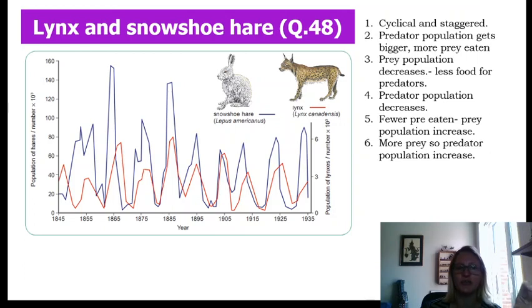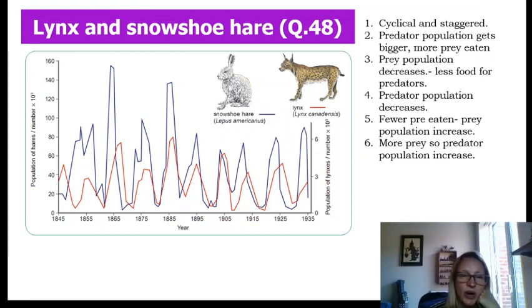So question 48 then, you've got this graph here. The one that you've got actually is in black and white, so you might want to pause this video so you can put some colour onto your graph. And again, you can see that cyclical pattern which has got this staggered effect. So predator population increases because there's plenty of prey. They eat the prey and the prey population decreases, so there's less food. Predator population then also decreases, fewer prey are eaten, so the prey population starts to increase, and then because there's more prey, predator population then starts to increase. And this cycle continues over time.